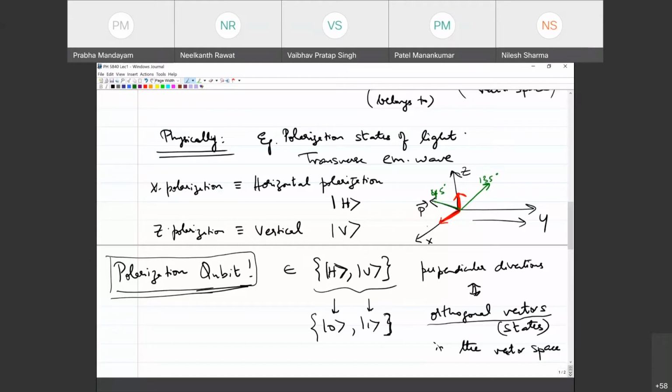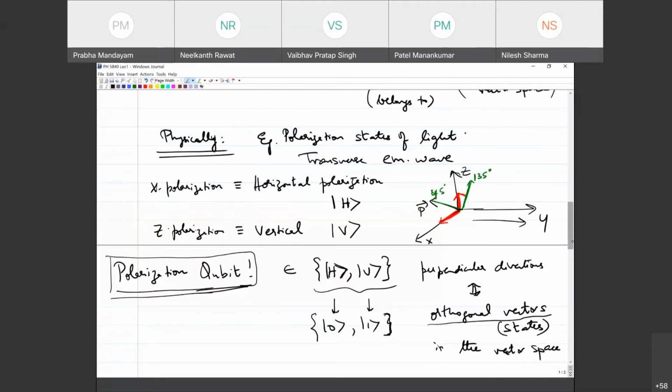So yeah, this 135 is not, excuse my drawing, but I'm basically trying to say that you have something in the XZ plane itself, okay? Right. So this is one physical visualization of the qubit. There are more which we will discuss as we go along.